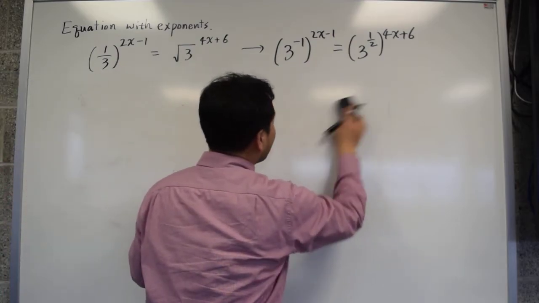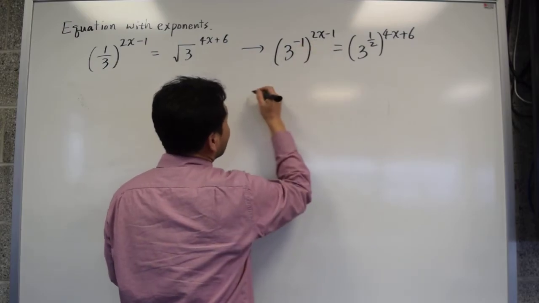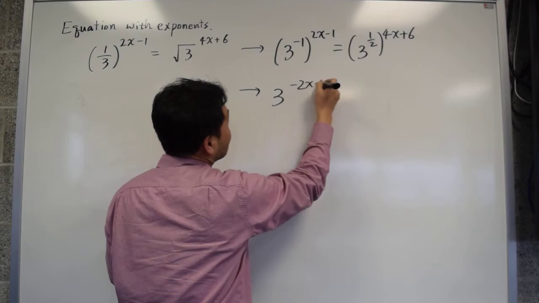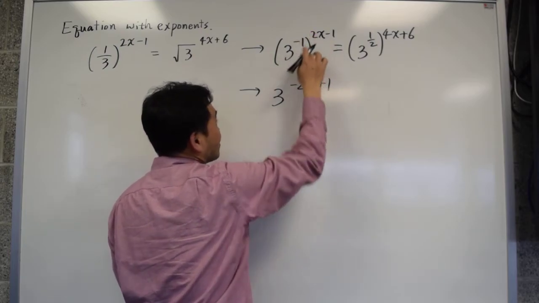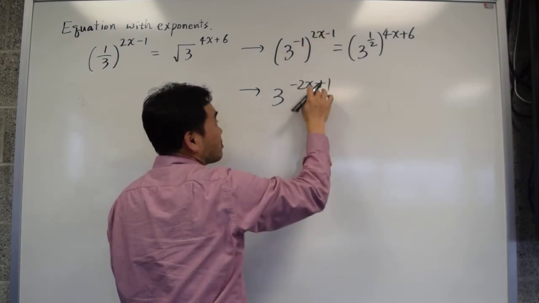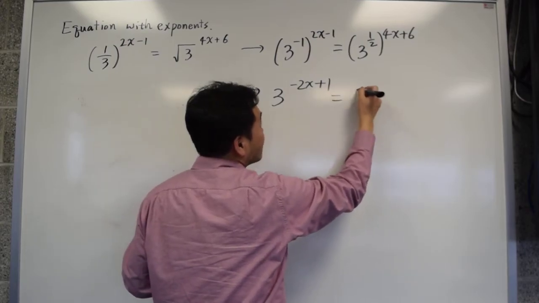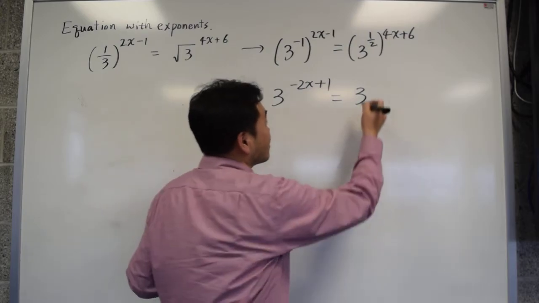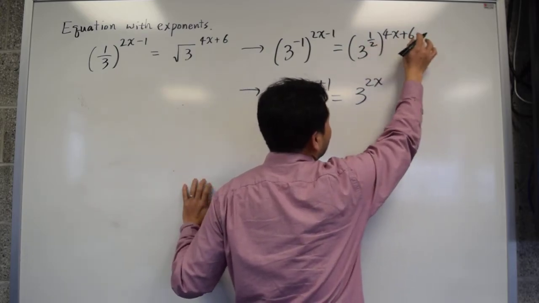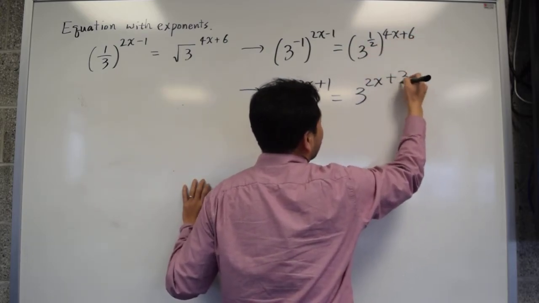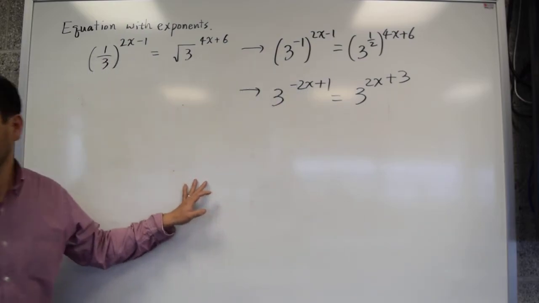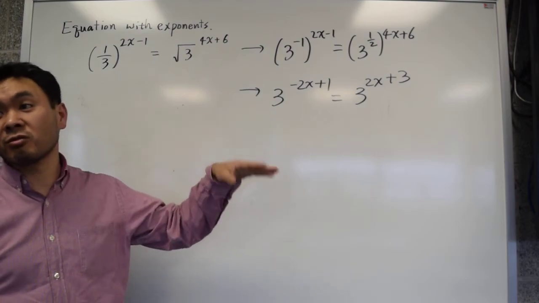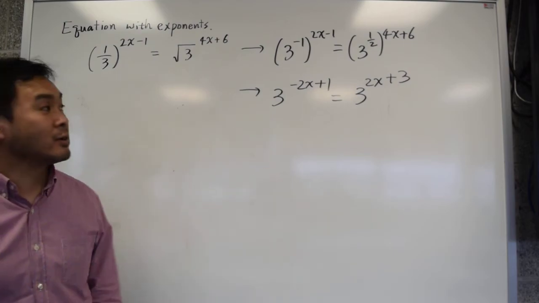So we multiply the two numbers, which gives you 3 to the negative 2x plus 1. Negative 1 times 2x is negative 2x. Negative 1 times negative 1 is positive 1. What's 1/2 times 4x? 2x. What's 1/2 times 6? 1/2 times 6 is 6 over 2, which is 3.